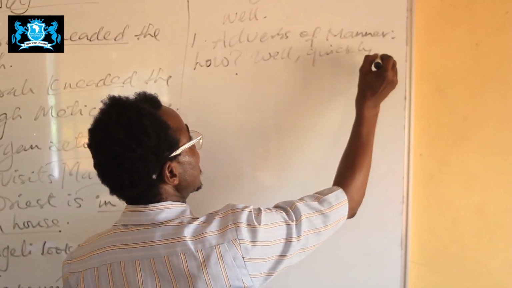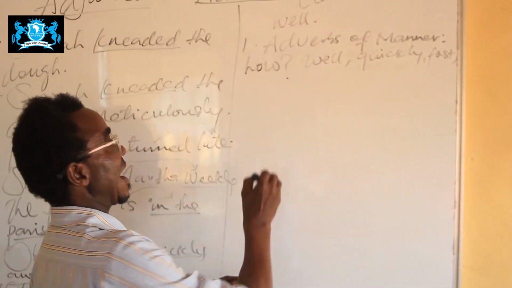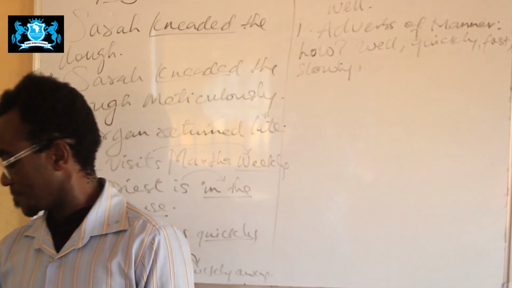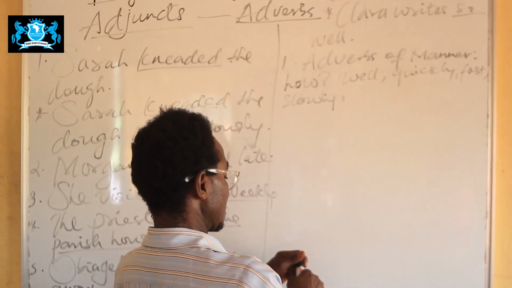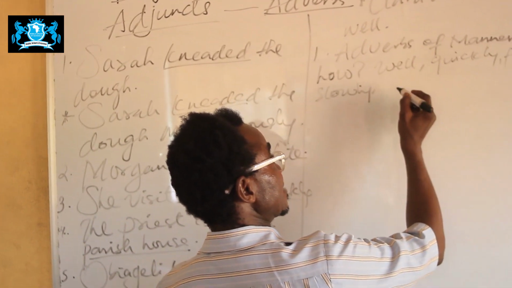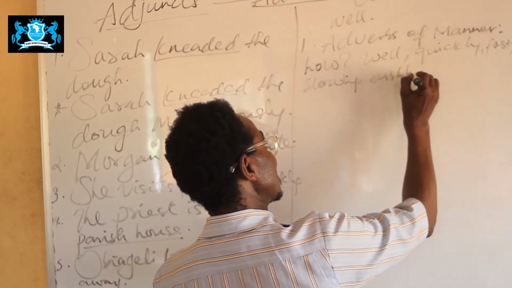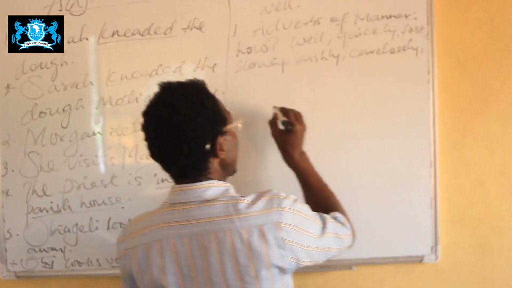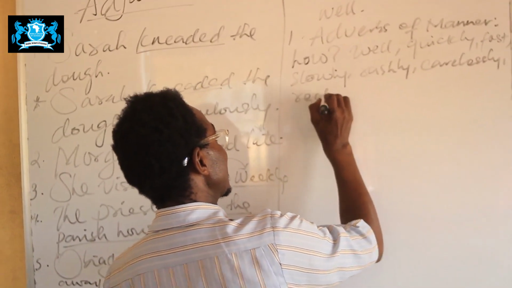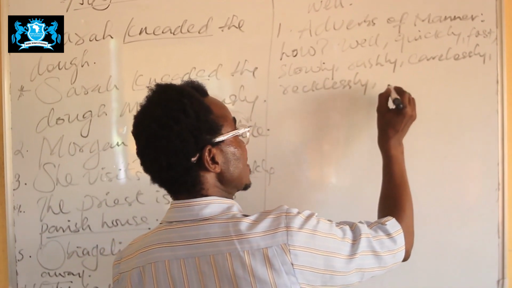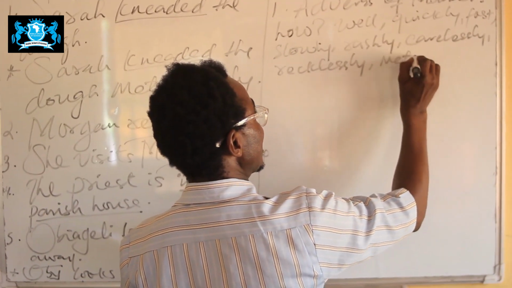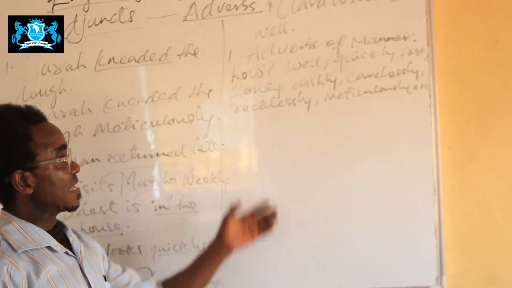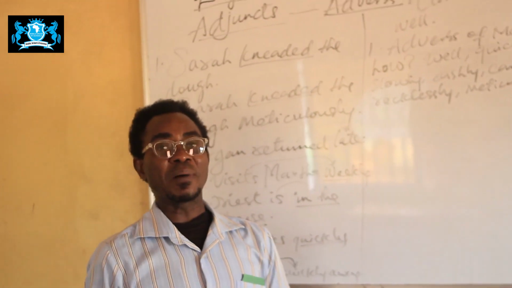it was done quickly, it was done fast, it was done slowly, it was done rashly, it was done carelessly, it was done recklessly, it was done meticulously, and so on and so forth. These are examples of adverbs of manner.